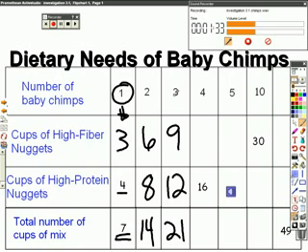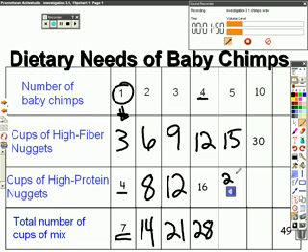So 1, 2, 3, 4 chimps. That must be 12. Yep, there's our 16. And our total must be 28. 5 chimps, 15, 20, and 35. Now, the table suddenly jumps to 10 baby chimps.